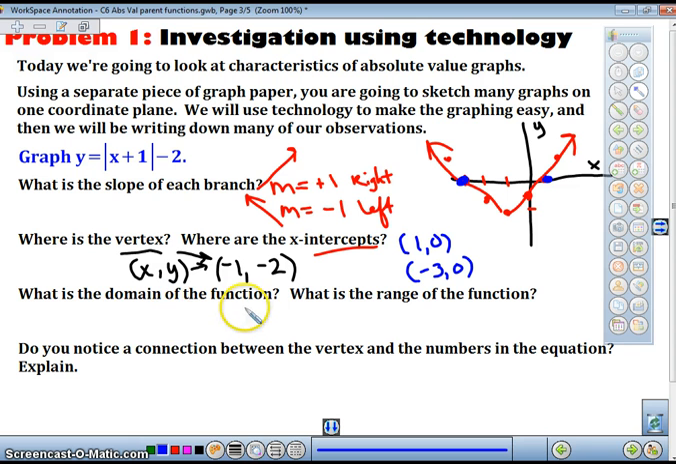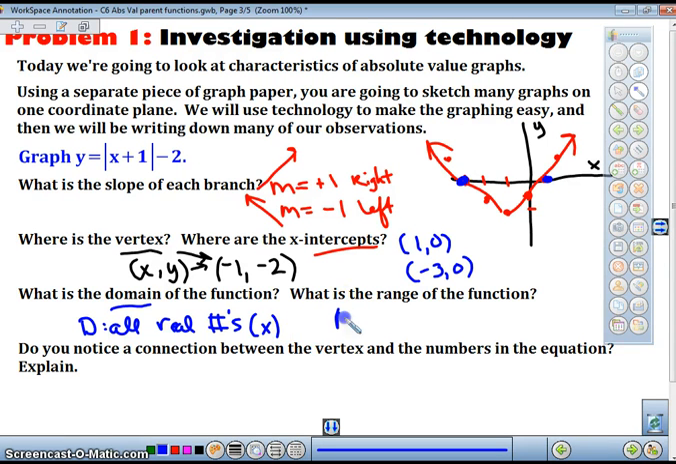It asks you what the domain of the function is, and I want you to think about that. Domain is what x values could you put in? Well, we should be able to put in all our x values to the left and right. So we're going to say that our domain is going to be all real numbers, keeping in mind that this is our x, okay, all real numbers.